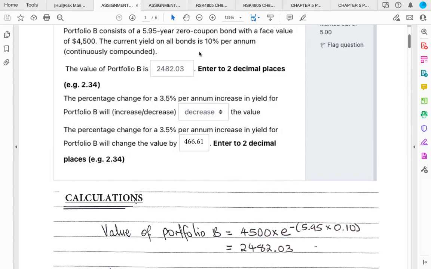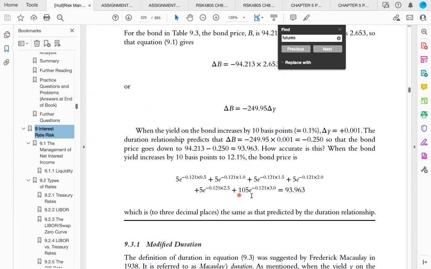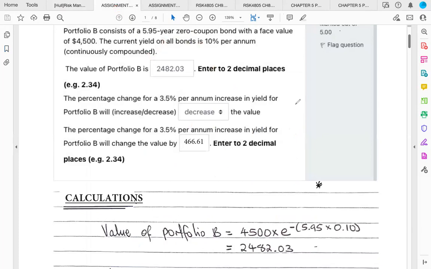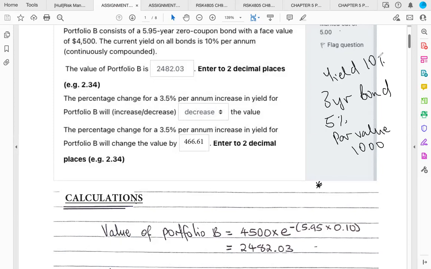But it's different if you have a case like this here in the prescribed textbook where you have a coupon paying bond. So this is an example of how to determine the price of a coupon paying bond. Unlike the example that they've given here, let me make it simple. Let's say we have a 3-year bond, and this bond pays coupons with a coupon rate of 5%. Let's say our par value is 1,000 Rand, and the yield continuously compounded is 10%.